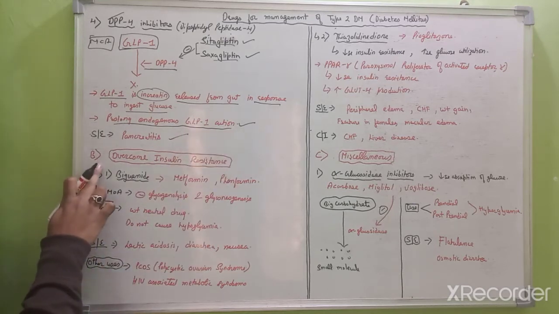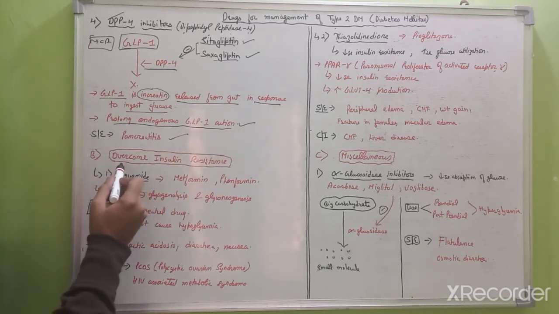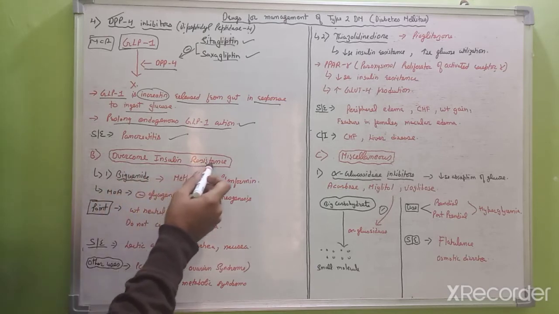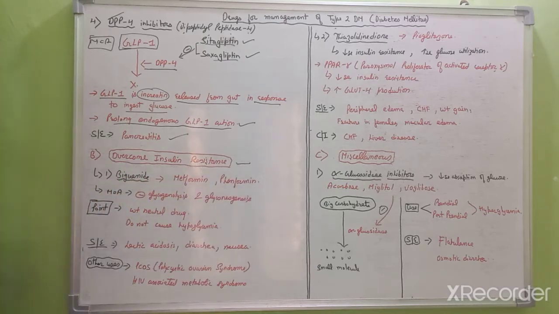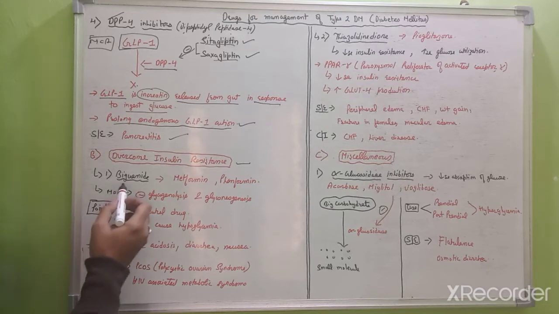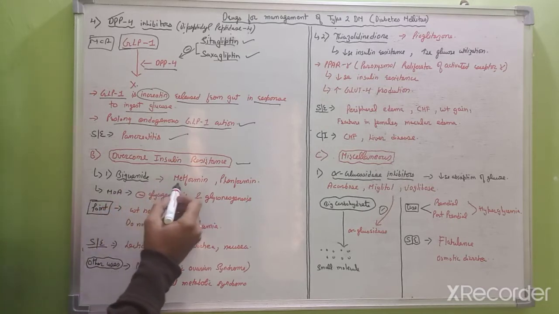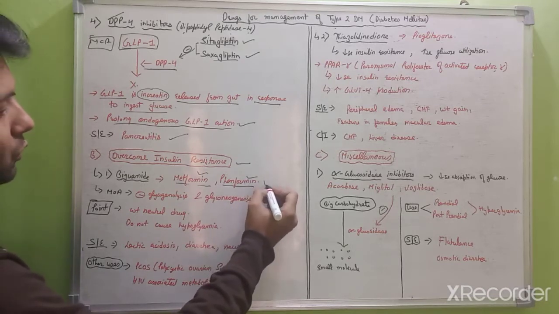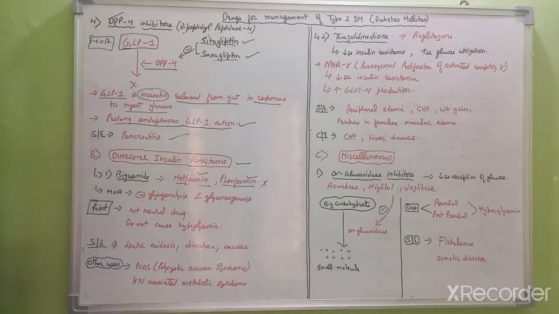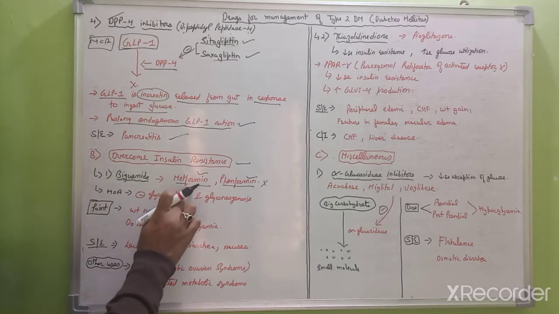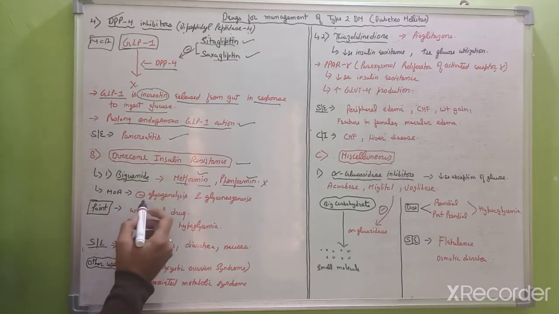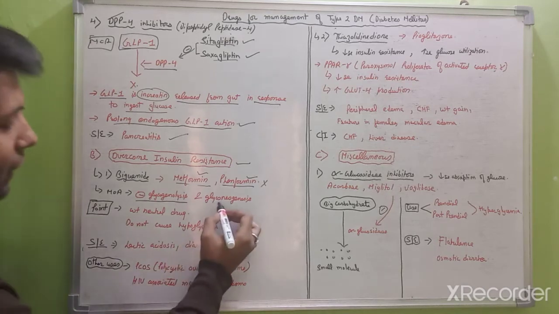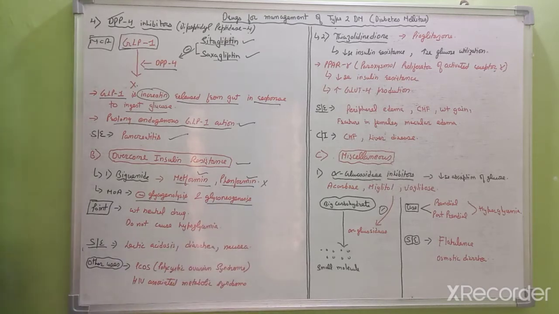Next is class B drugs, that is, drugs which overcome insulin resistance. In this category, first one is biguanide. The drugs in this category are metformin and phenformin. Phenformin is not used nowadays; it is a banned drug. The mechanism of action of metformin is that it will inhibit glycogenolysis, and it will also inhibit gluconeogenesis.